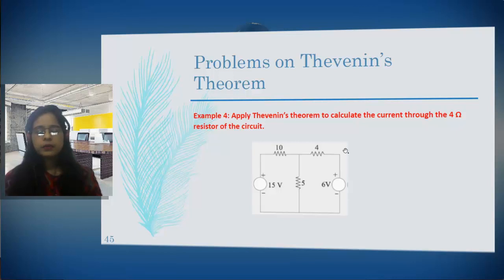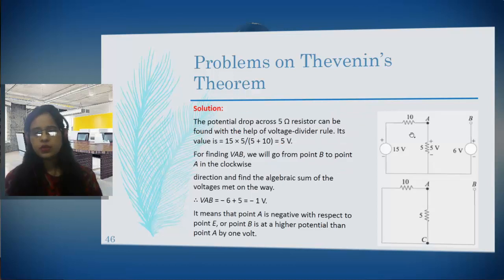So there will be voltage source VTH in series with RTH, then the load resistance is connected. So the current flowing through the circuit will be found out. Now how to Thevenin the circuit? The first step is to remove the load. So we'll remove the load.